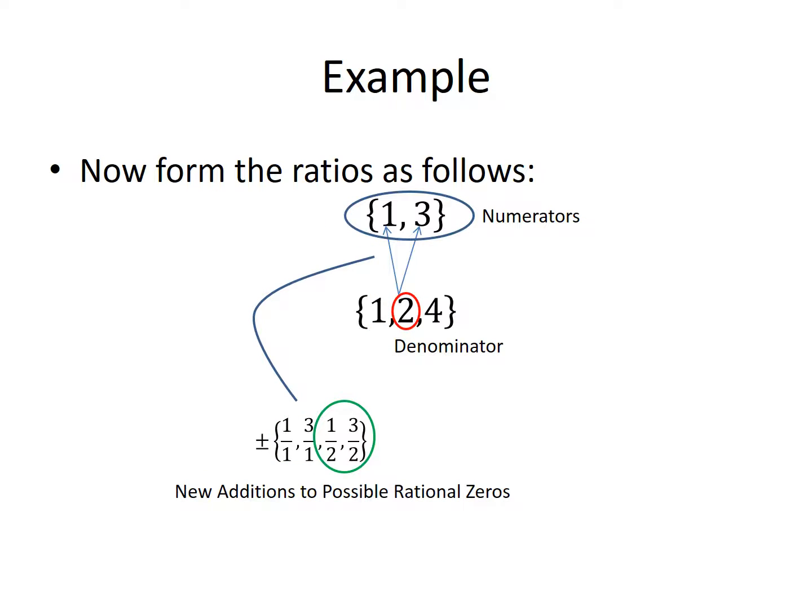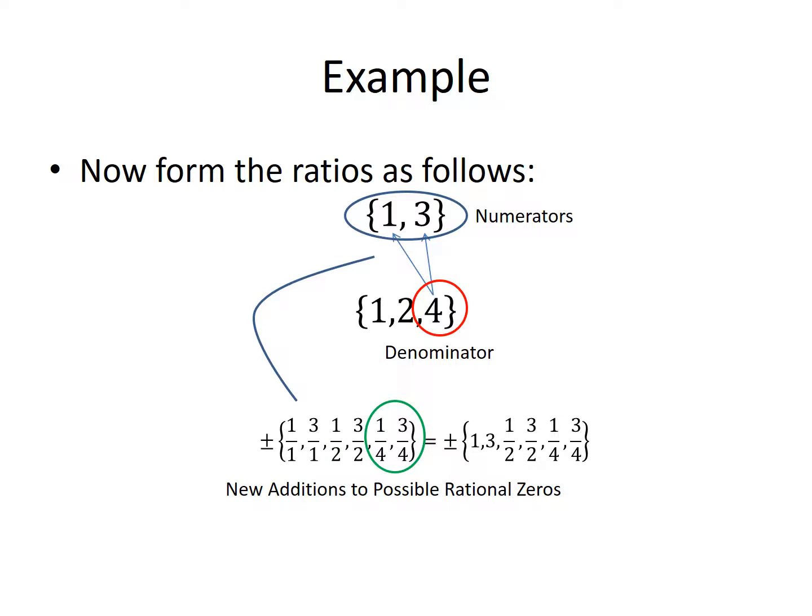We simply repeat this process, moving to the next number in the list for the factors of the leading coefficient. In this case, that factor happens to be 2, and that's what's circled in red here. So this number circled in red, 2 in this case, will divide into every number that happens to be in the list for the constant term. And when we do that, we get 1 divided by 2, and we get 3 divided by 2. So additions to possible rational zeros are now plus or minus 1/2 or plus or minus 3/2.